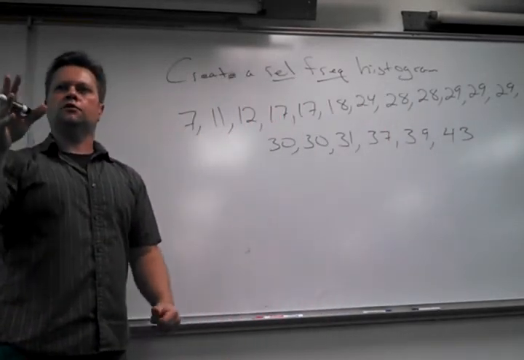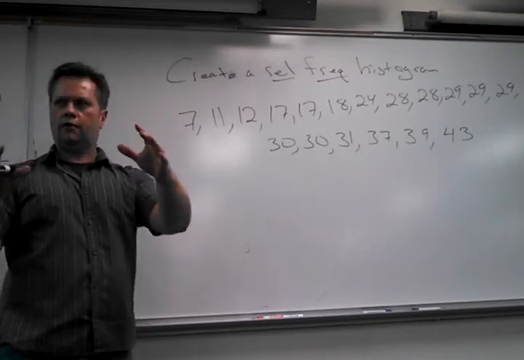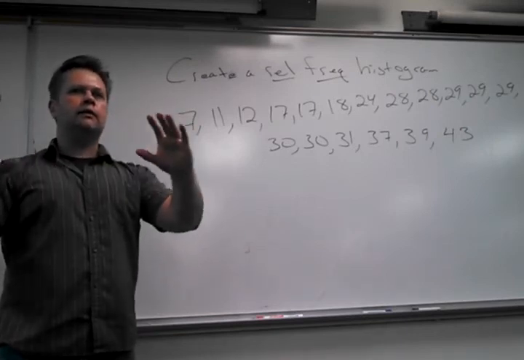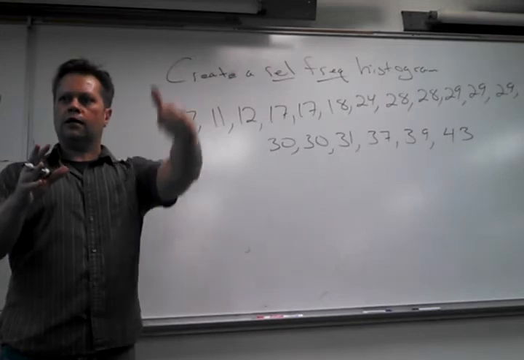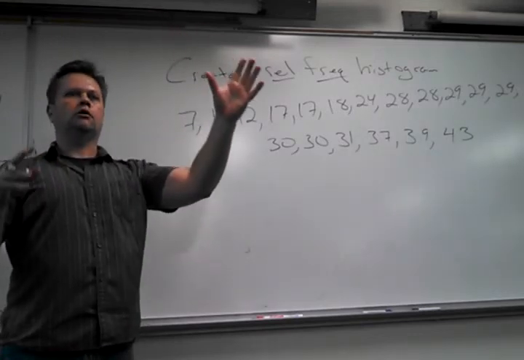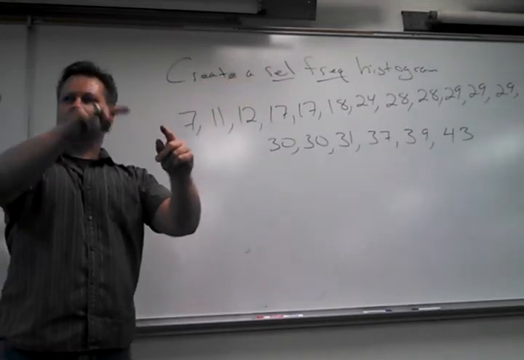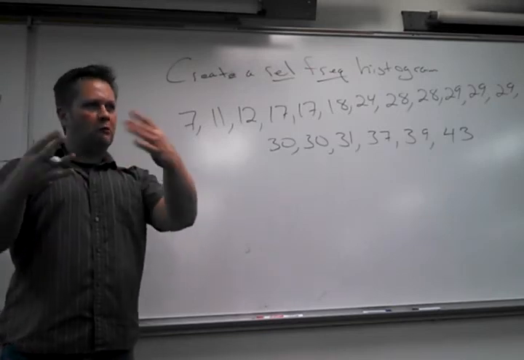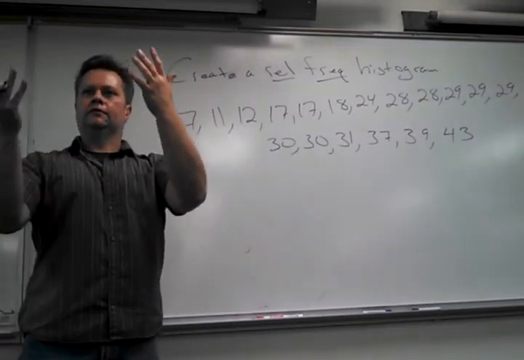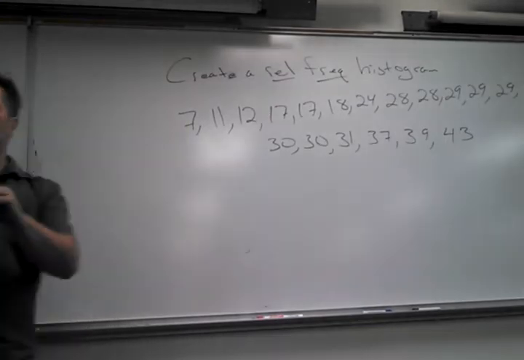I just want to remind you, if you calculate your class width and it comes out to anything that's not a whole number, you round up. Don't try to use 4.1 as your class width. If you get 4.1, round it up to 5. You always round up.